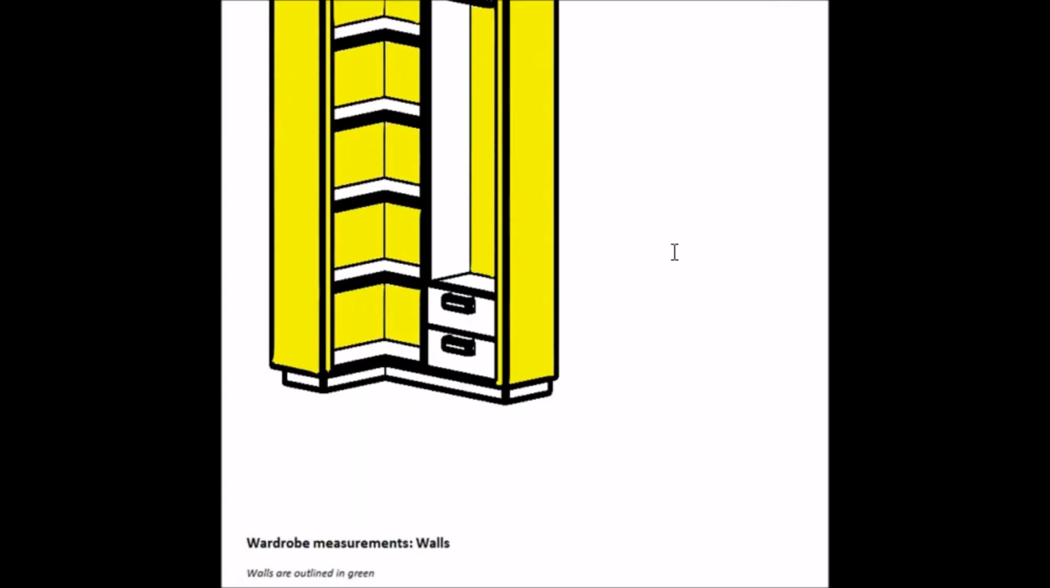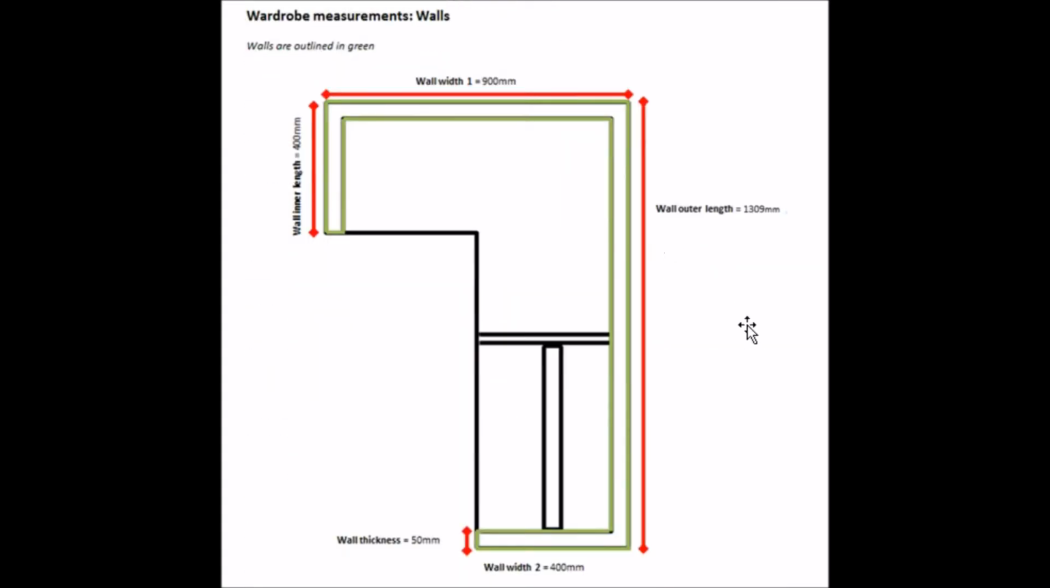As you can see, if it lets me scroll down, we have the wall measurements here. We have wall width 1, and I'm just following the same format with measurements. Wall inner length 1, just wall inner length. Wall width 2, wall thickness of 50 millimeters, and wall outer length. And you can see the wall, which is outlined in green, sits around the floor, but it only goes to here, it doesn't go inside here.